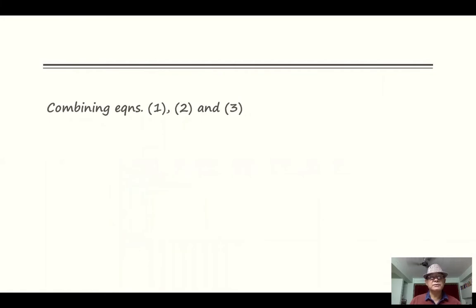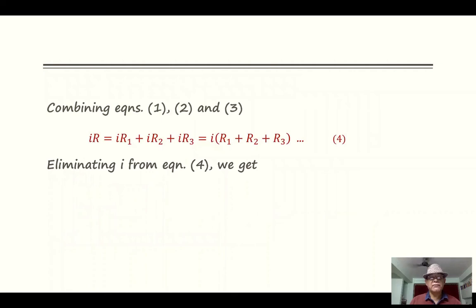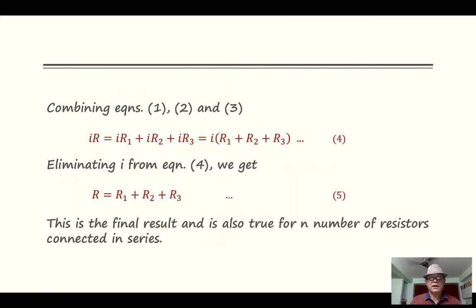Combining equations 1, 2, and 3, IR is equal to IR1 plus IR2 plus IR3 equal to I, bracket starts, R1 plus R2 plus R3 bracket closes. This is equation 4. Eliminating I from equation 4, we get R equal to R1 plus R2 plus R3. This is equation 5. This is the final result and is also true for n number of resistors connected in series.